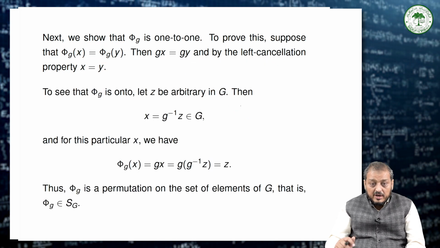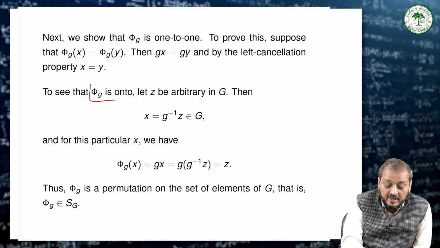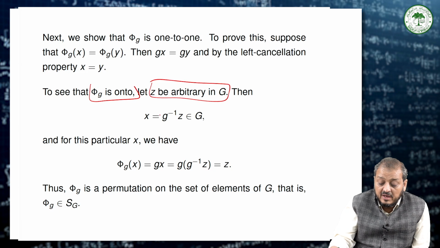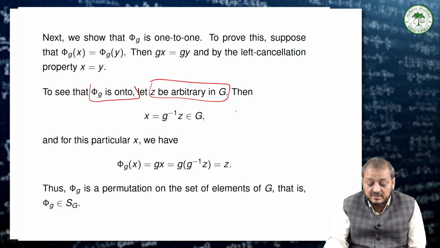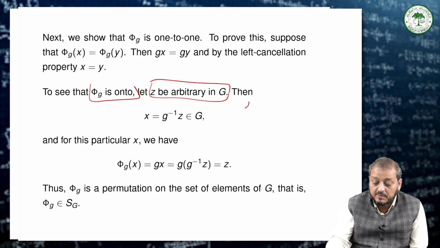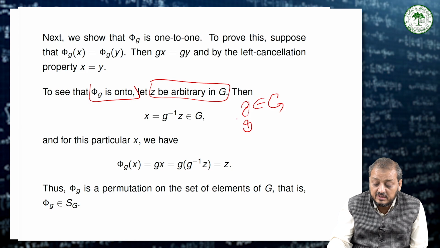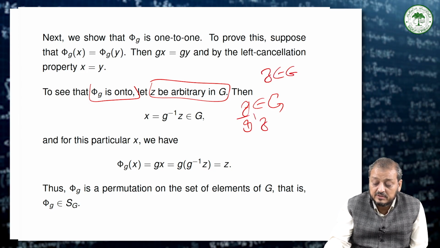Now we have to show that this is also onto. For onto-ness, let z be an arbitrary element of G. Because a is an element of G, we know that a inverse is an element of G, and then a inverse z is also an arbitrary element of G.